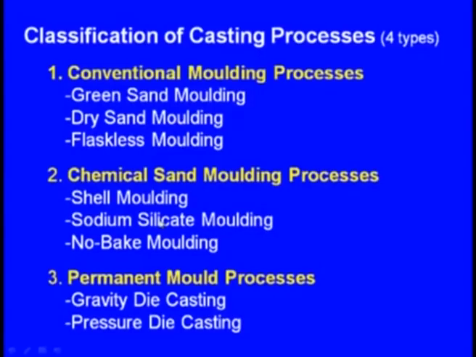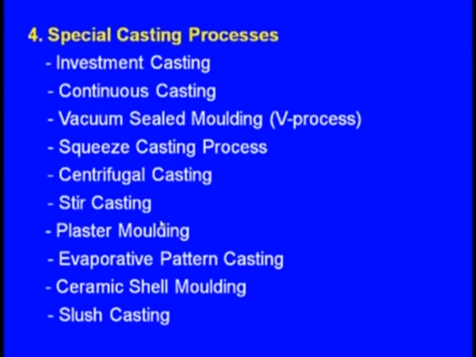Now, finally, the classification of the casting process. The casting processes can be broadly classified into 4 types. One is the conventional molding process, second the chemical sand molding process, the third permanent mold process, and the fourth the special casting process.